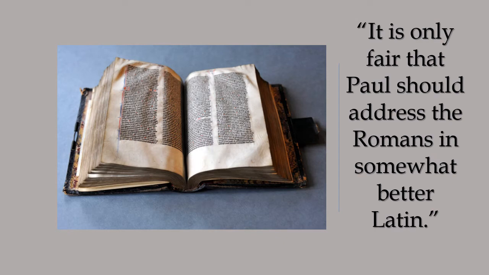Now, one of his big criticisms of the Bible was that the Latin was rather poor. The edition that was in common use was called the Latin Vulgate, vulgar Latin, the Latin of the common people. And Erasmus felt that if we're going to have the Bible, it should be written in the best Latin possible. So he wrote, for example, "It's only fair that Paul should address the Romans in somewhat better Latin." So in addition to writing a Greek version of the New Testament, he also writes a very polished Latin version as well.